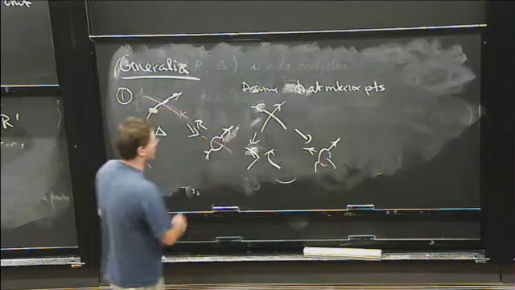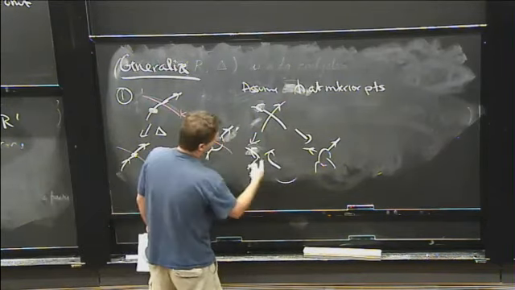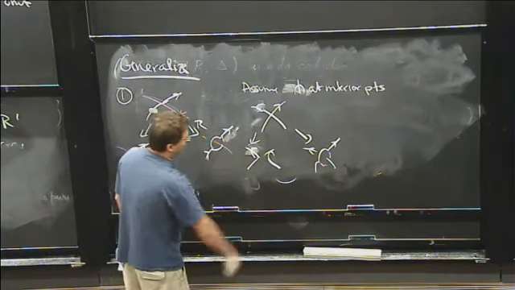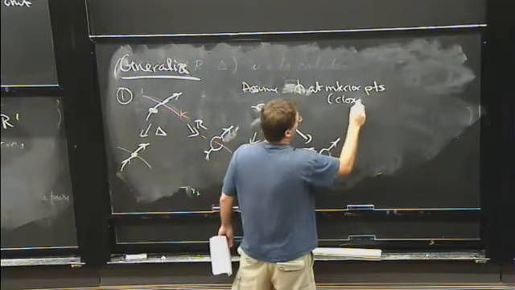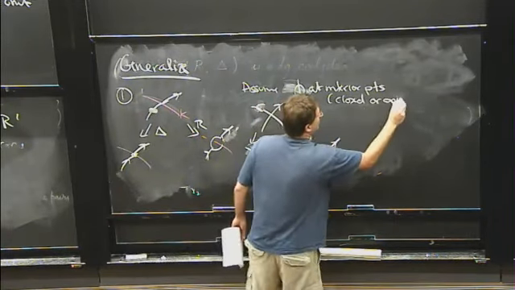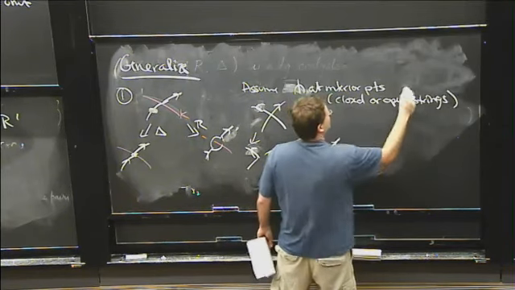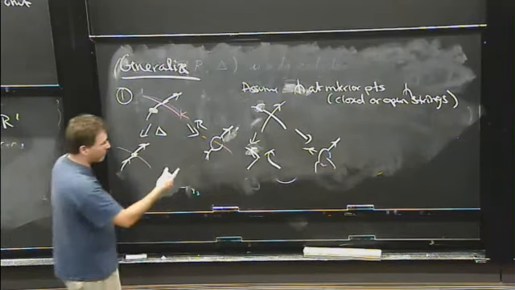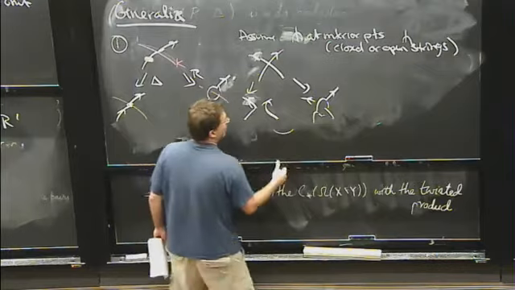I'm glossing over some stuff because we have to have an ordering and so on to be able to do this. And so this kind of local operation leads to, let's say for closed or open strings, the product or the coproduct or the bracket or the cobracket, and this one unnamed.